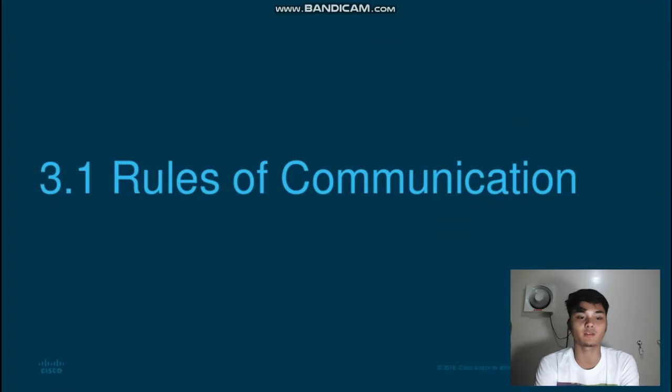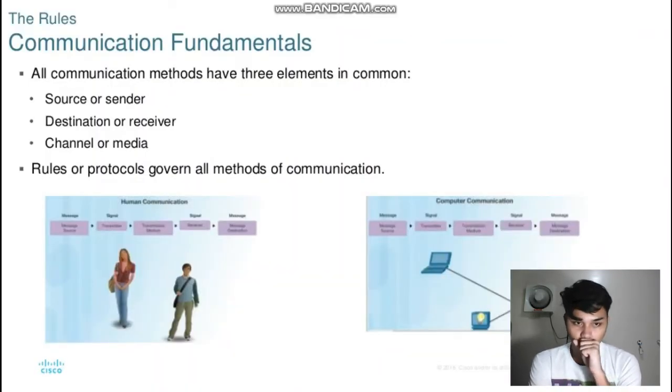First, 3.1 is the rules of communication. Communication fundamentals or communication methods have three elements in common: a source or sender, a destination or receiver, and a channel or medium. Rules or protocols govern our method of communication.